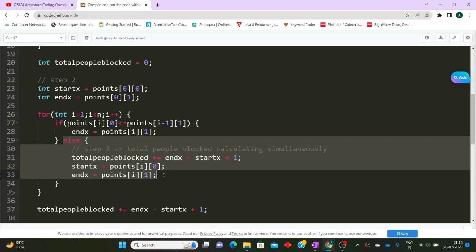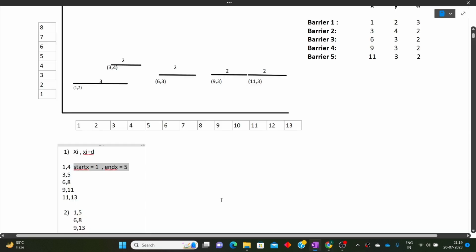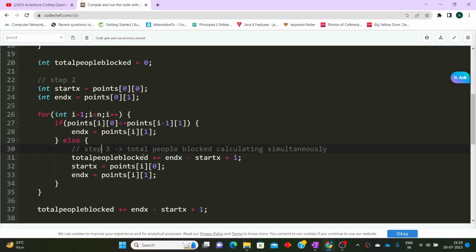Now in this else condition, we will do step 3. What is our step 3? Step 3 is to calculate the number of people who will be blocked by this particular overlapped barrier. How will we find it? We will do end x minus start x plus 1. Currently the start x and end x values contain the starting and ending point of the overlapped barrier, so this is the number of people blocked.